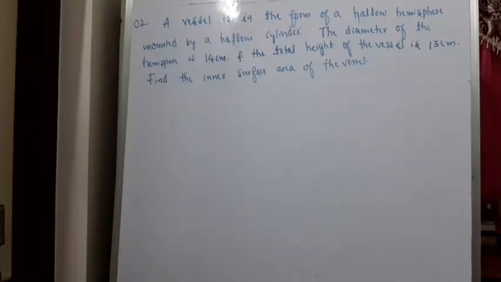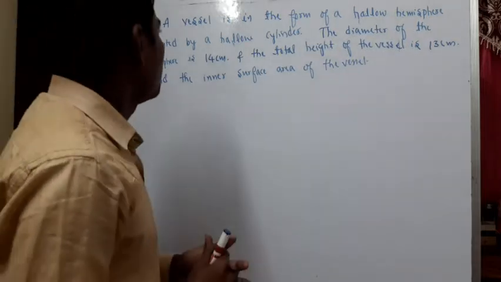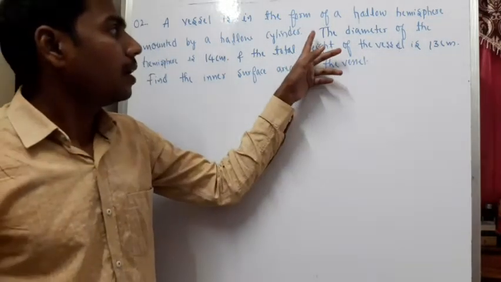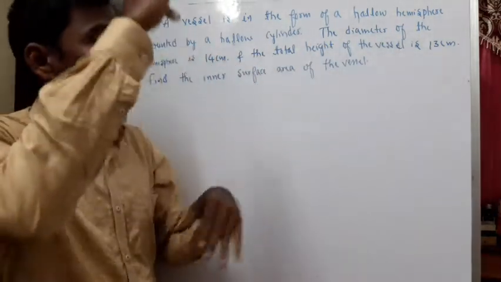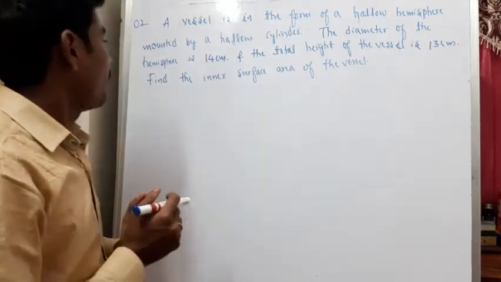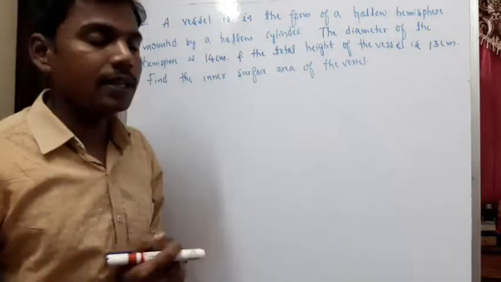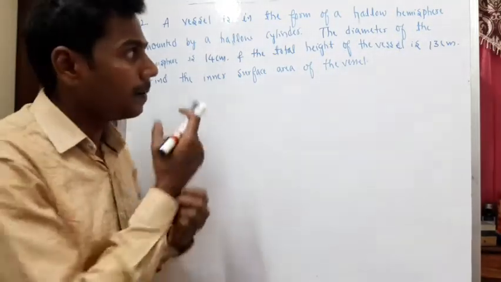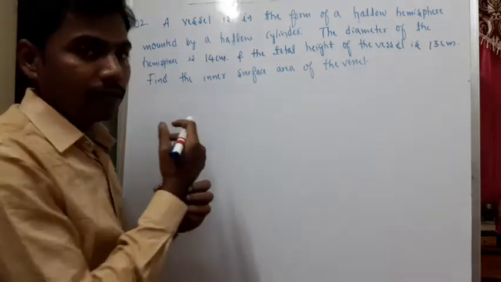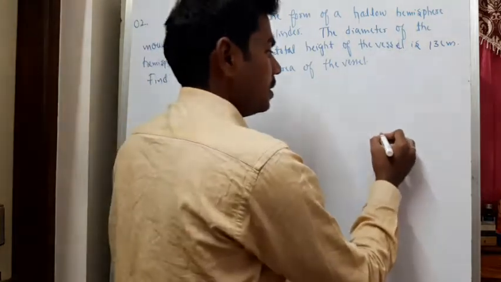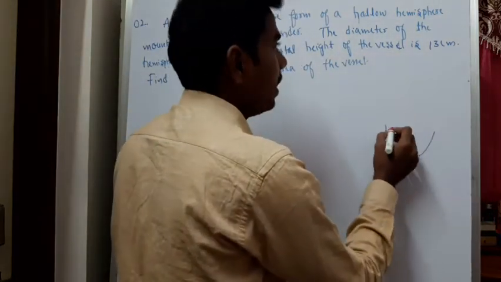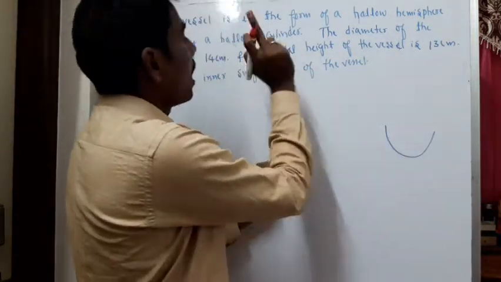So next, second question. A vessel is in the form of a hollow hemisphere mounted by a hollow cylinder. The diameter of this hemisphere is 14 centimeter and the total height of the vessel is 13 centimeter. Find the inner surface area of the vessel. See, basically the vessel is in the form of hollow hemisphere. See, this is hollow hemisphere. It is mounted by a hollow cylinder.